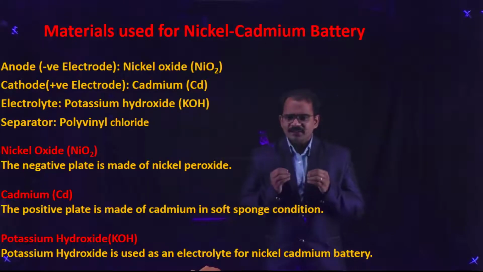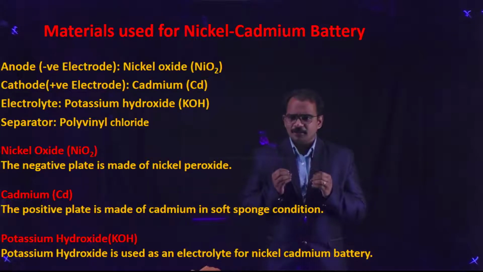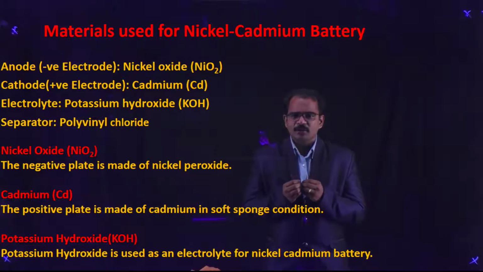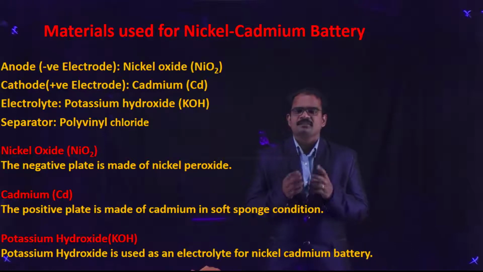So coming to the materials used in a nickel cadmium battery, the anode or positive plate of this battery is made of nickel oxide, NiO2, and the cathode or negative plate is made of cadmium, Cd. The electrolyte used in this nickel cadmium battery is potassium hydroxide, and the separator used is polyvinyl chloride, PVC.